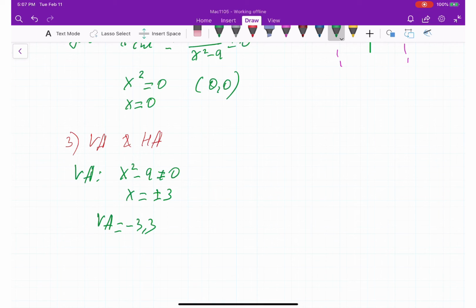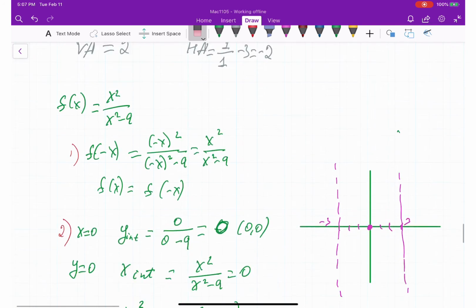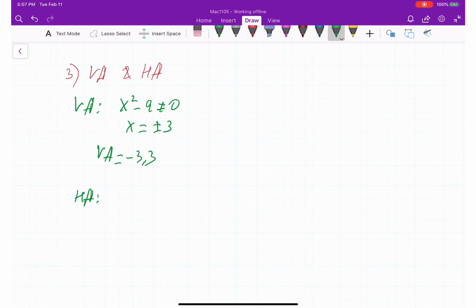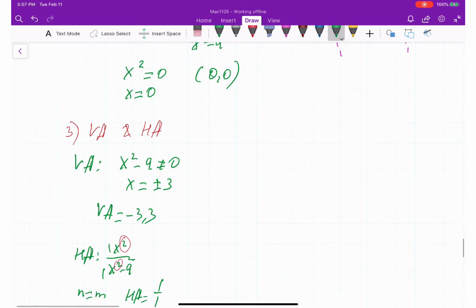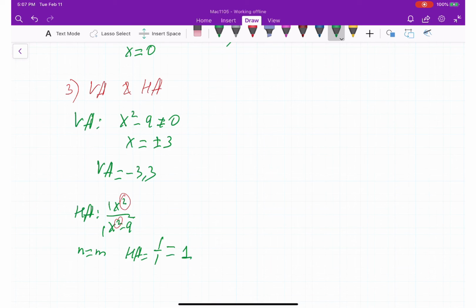So for the horizontal asymptote, we have x squared over x squared minus 9. So our n is equal to m, right? Therefore, the horizontal asymptote is equal to 1 over 1. Here we have 1, here we have 1. Correct? So it's going to be equal to 1.